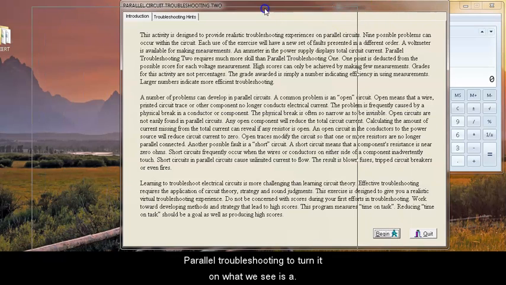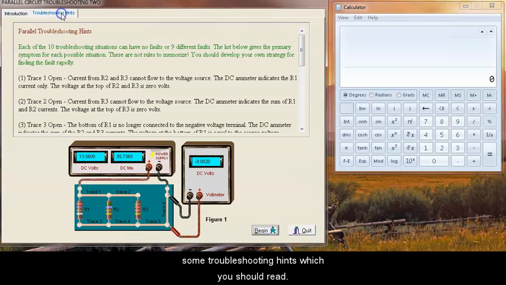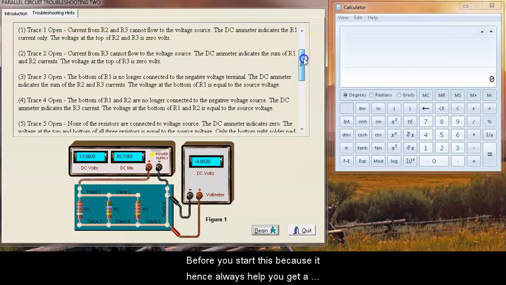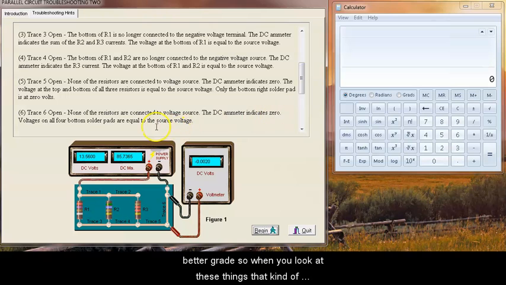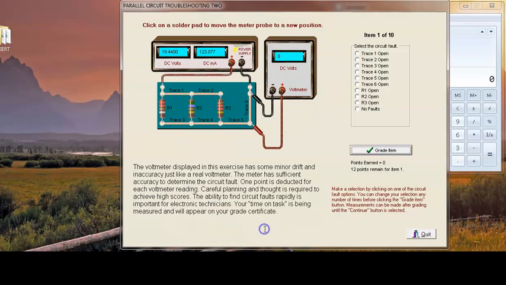What we see is a basic blurb of what the activity is about, and there are some troubleshooting hints which you should read before you start this, because hints always help you get a better grade. When you look at these, it looks at all of the possible situations and defines them before you start. So it's really a good idea to have a look at this. And once you've read through that, of course, you can click on Begin.